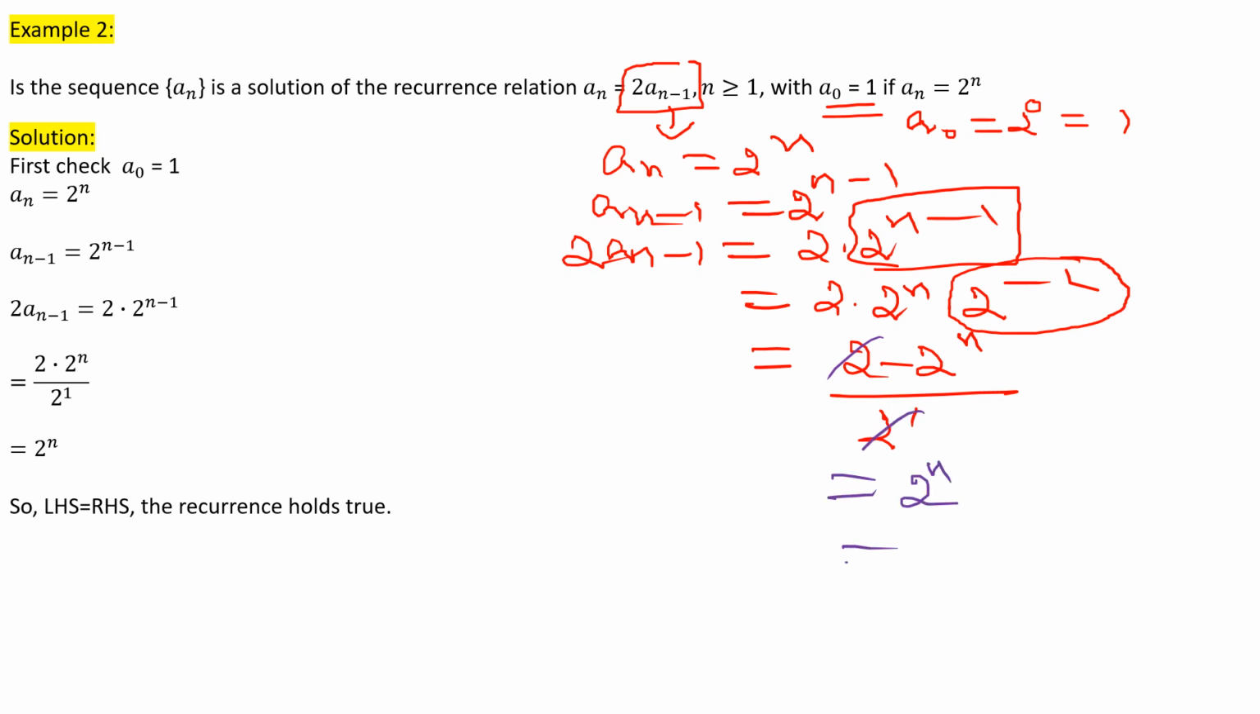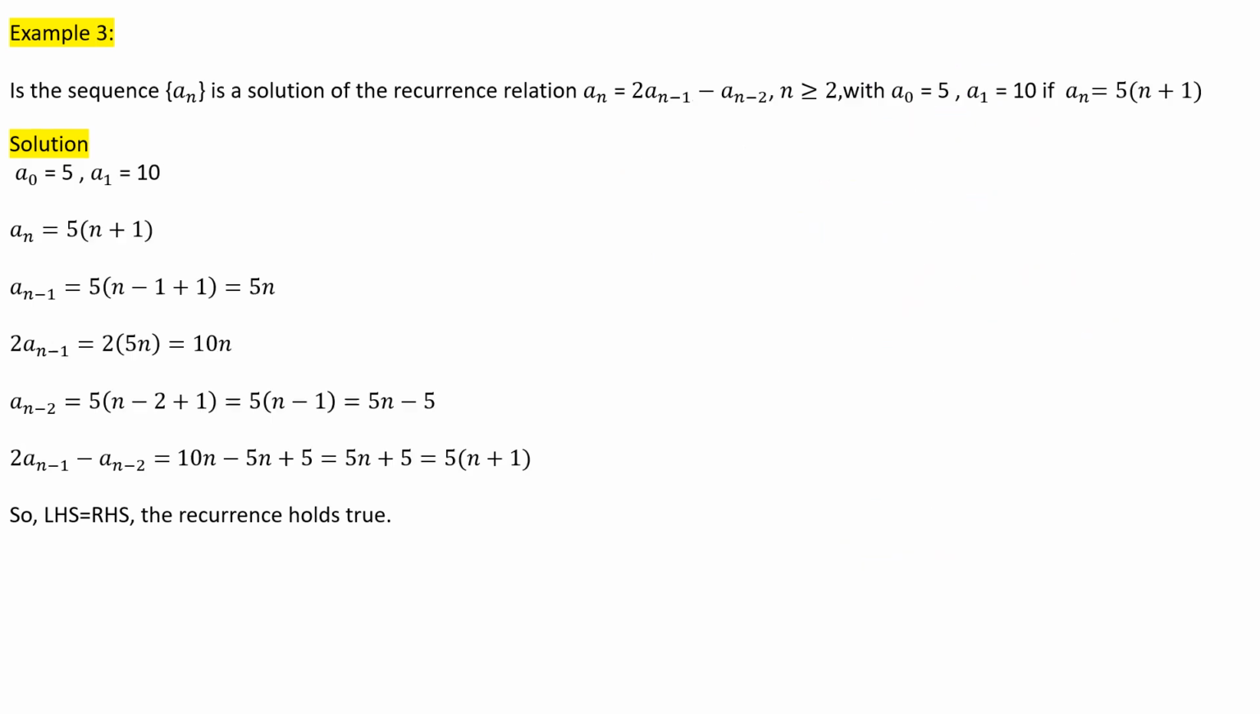What is 2^n? This is nothing but a_n. So I say left hand side equals right hand side. The recurrence relation is true.